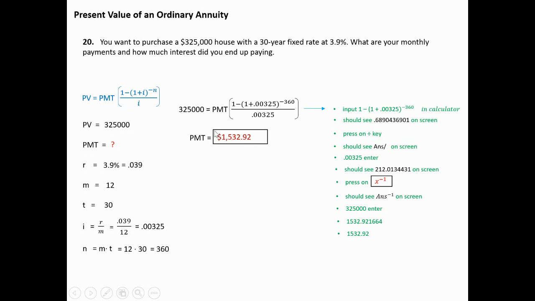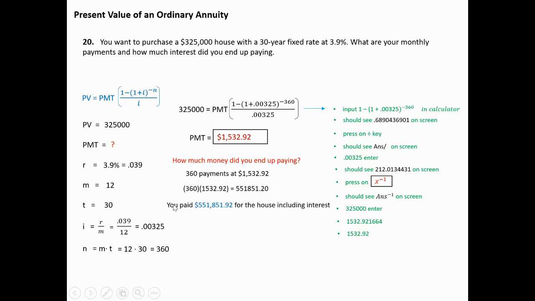couple are working. Okay. But let's see how much you actually paid for the house. It was $325,000. So then there were 360 payments, and each payment was $1,532.92. That comes out to $551,851.20. So that's a lot of money. That's not double, but it's about $200,000 more. Let's see the exact value. So you end up paying this much for your house. A house that was worth $325,000, you end up paying like $551,000, almost $552,000.